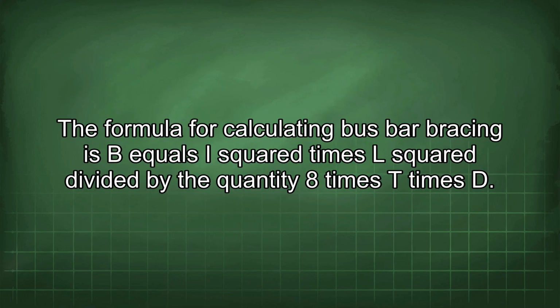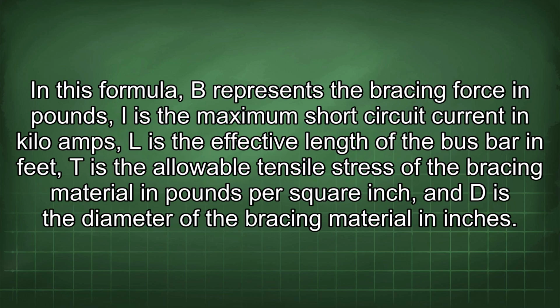The formula for calculating bus bar bracing is B equals I squared times L squared divided by the quantity 8 times T times D. In this formula, B represents the bracing force in pounds, I is the maximum short-circuit current in kiloamps, L is the effective length of the bus bar in feet, T is the allowable tensile stress of the bracing material in pounds per square inch, and D is the diameter of the bracing material in inches.